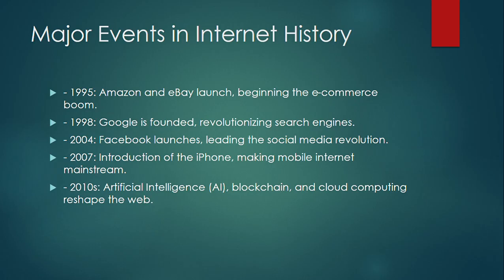So here are the major events in history. 1995, Amazon and eBay launch, beginning the e-commerce boom. 1998, Google is founded, revolutionizing search engines. 2004, Facebook launches, leading the social media revolution. 2007, introduction of the iPhone, making the mobile Internet mainstream. And 2010, artificial intelligence, blockchain, and cloud computing reshape the web.